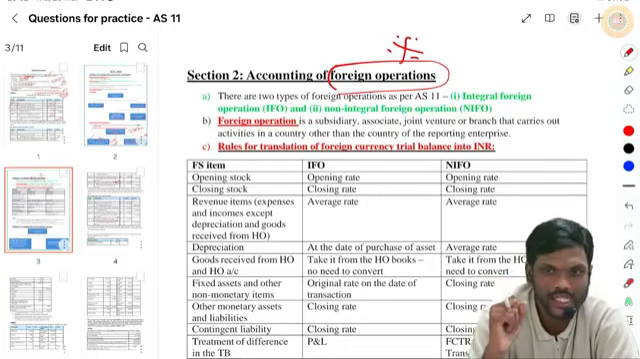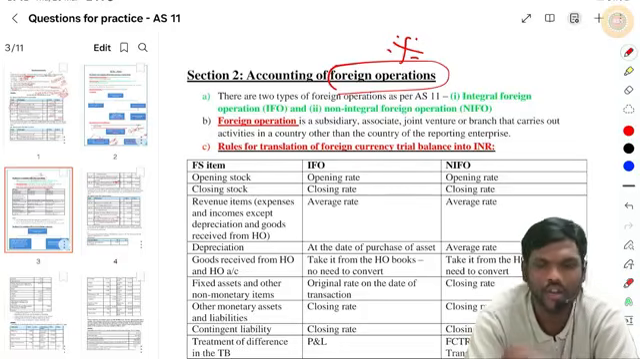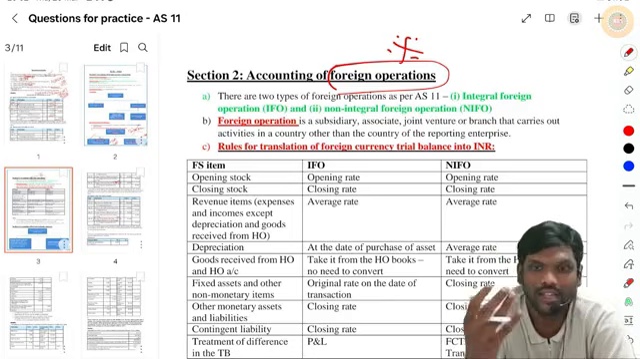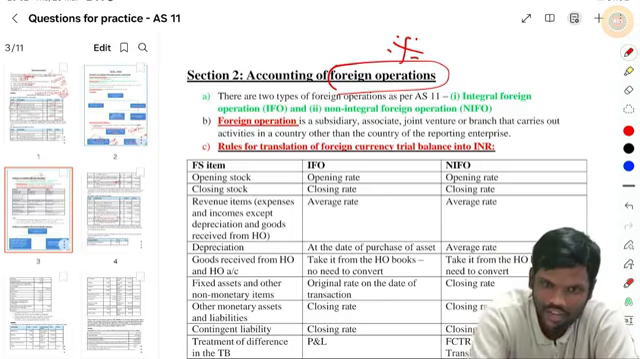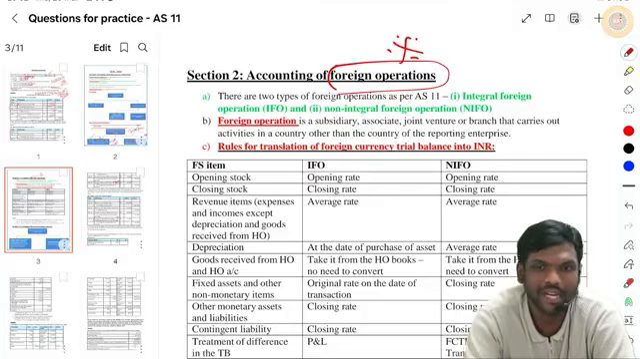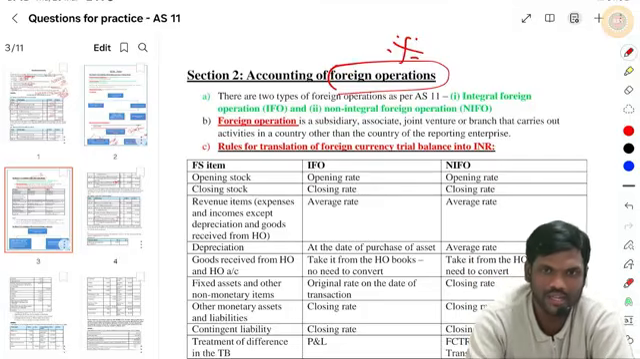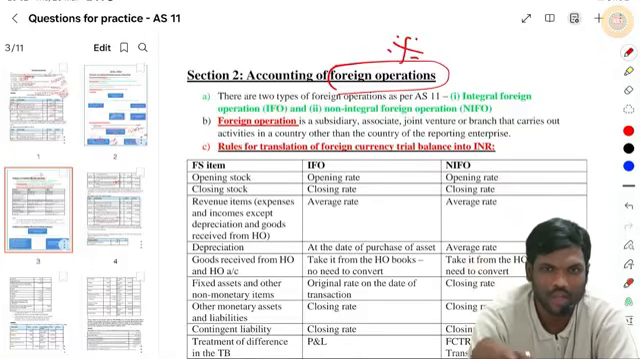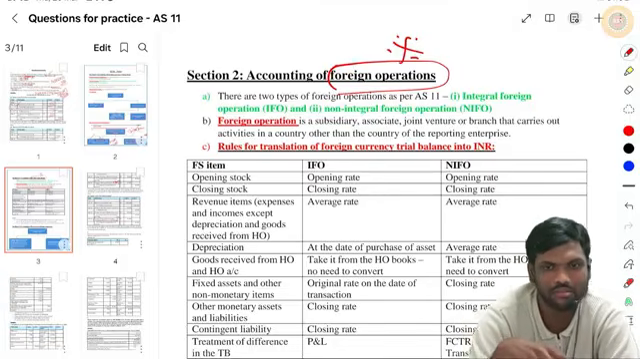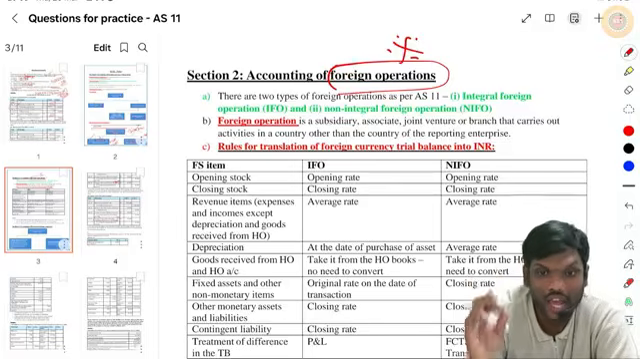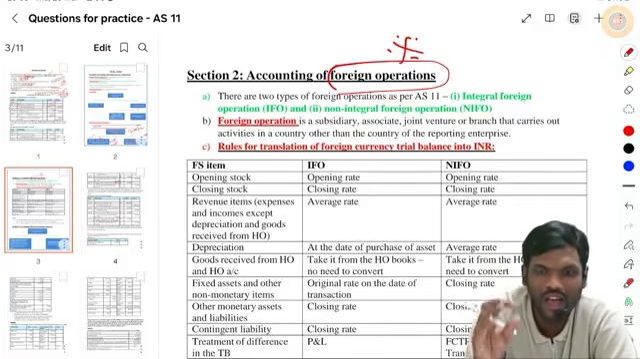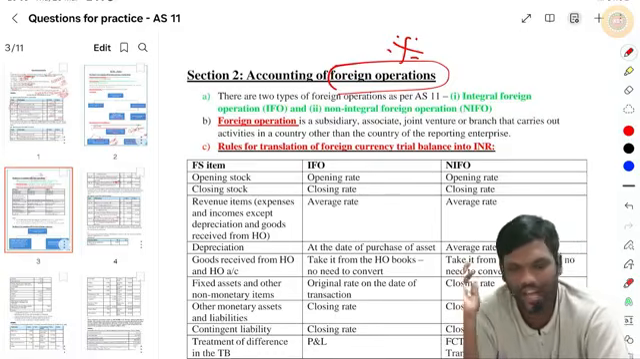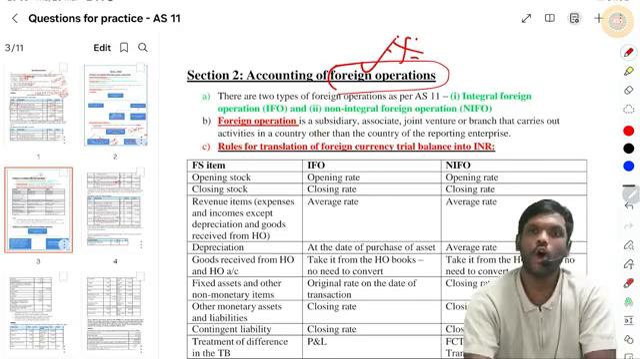Foreign operation means either a subsidiary or an associate or a joint venture or a branch which is in a country other than India. Now in India you have the holding company, but the subsidiary company is in the US. Then that US subsidiary is a foreign operation for the Indian holding company. Or, sir, I have a branch in the UK, or I have an associate in Australia, or I have a joint venture in China. If you have any of these, a subsidiary or associate or joint venture or branch in a country other than India, that becomes a foreign operation.